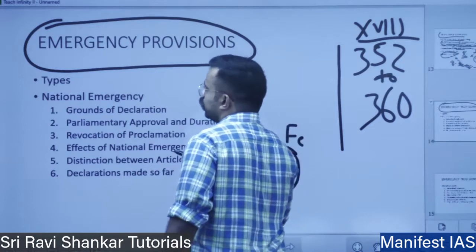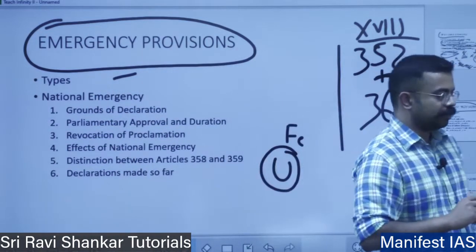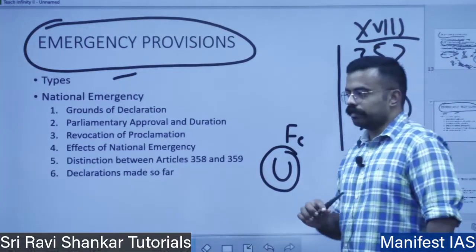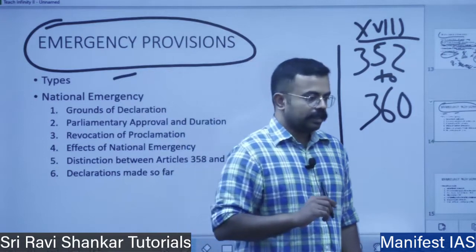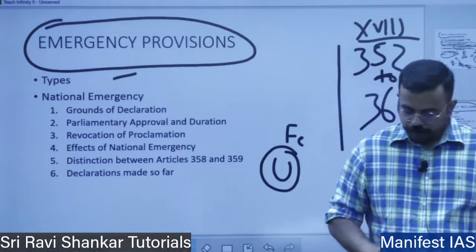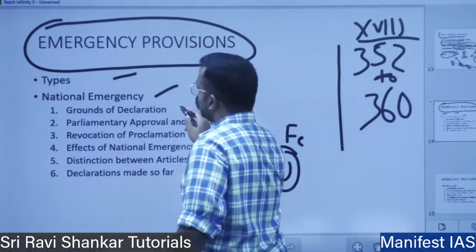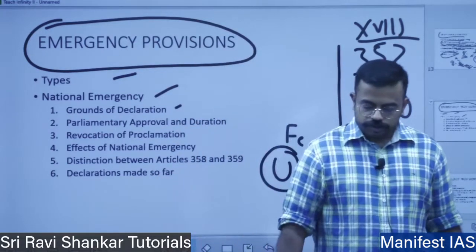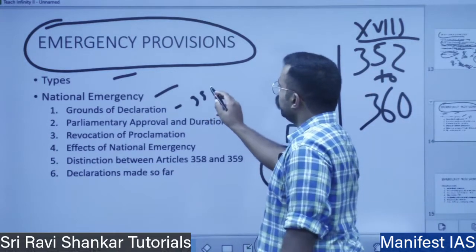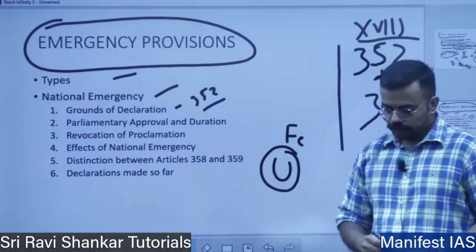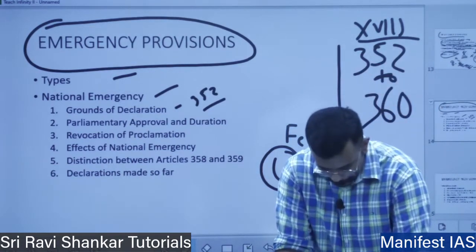So we have three types of emergency. One is national emergency, the second is state emergency, which is also called President's rule or constitutional emergency. Third, we have the concept of financial emergency. So first comes the concept of national emergency under Article 352. So what is national emergency all about?